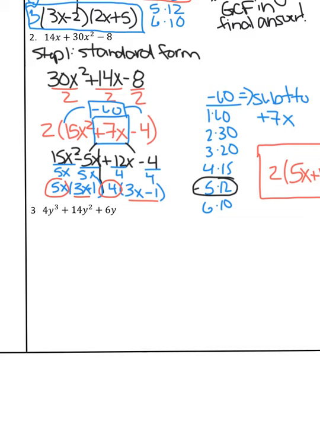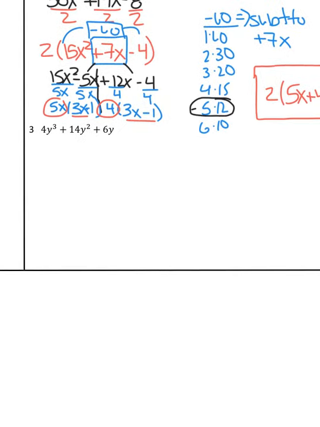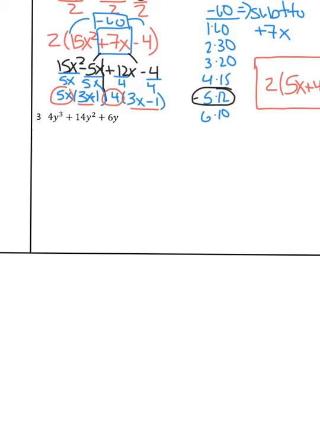Now let's look at this problem down here. We're going to do a few of these together. So number 3 down here. So we should be starting with checking to see if there's a GCF. So we're checking to see if it's in standard form. Check that first, right? We have y3, y2, y. So yes, it is in standard form from biggest exponent to smallest.